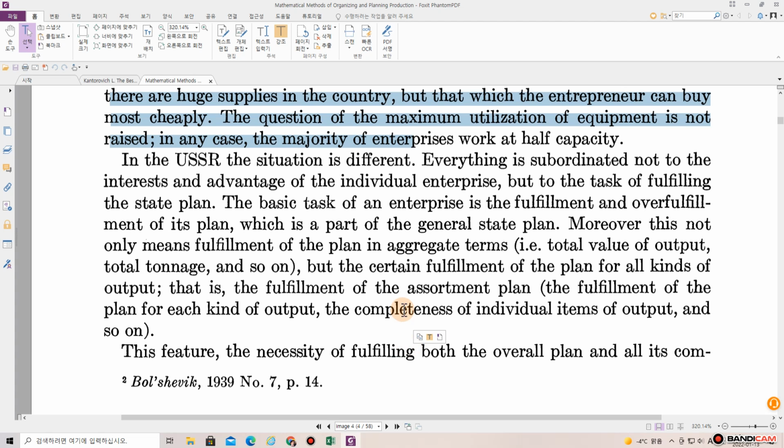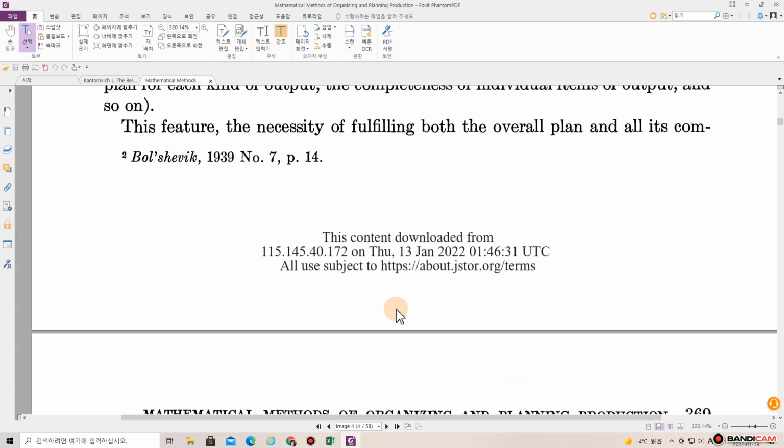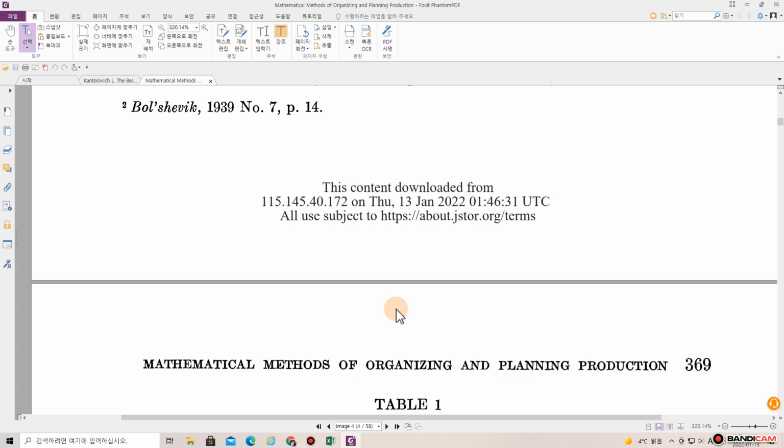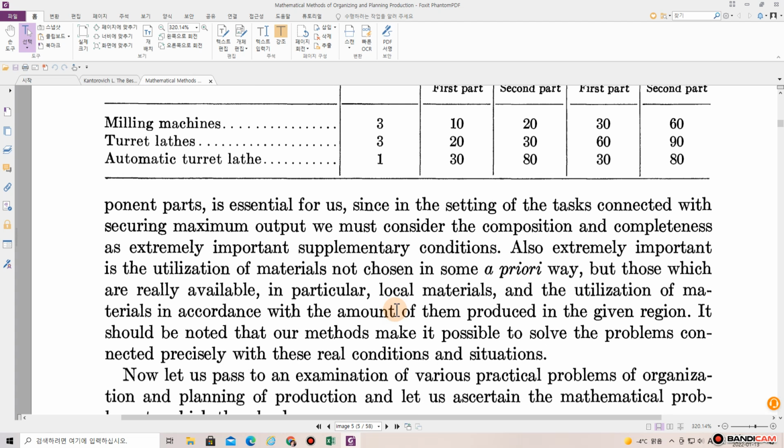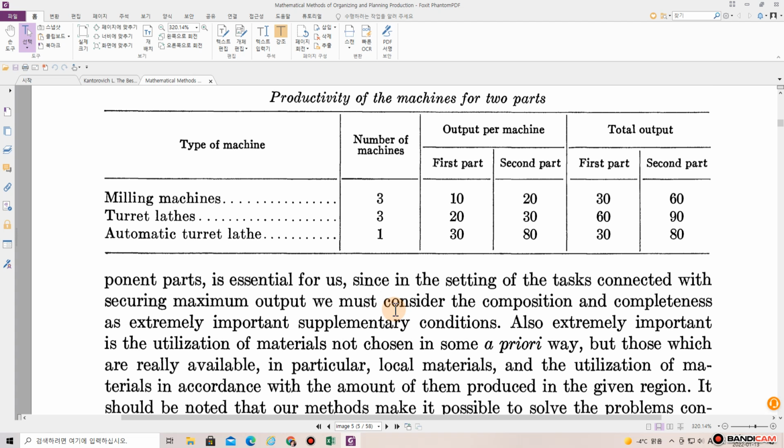so on. This feature, the necessity of fulfilling both the overall plan and all its component parts, is essential for us, since in the setting of the task connected with securing maximum output, we must consider the composition and completeness as extremely important supplementary conditions.